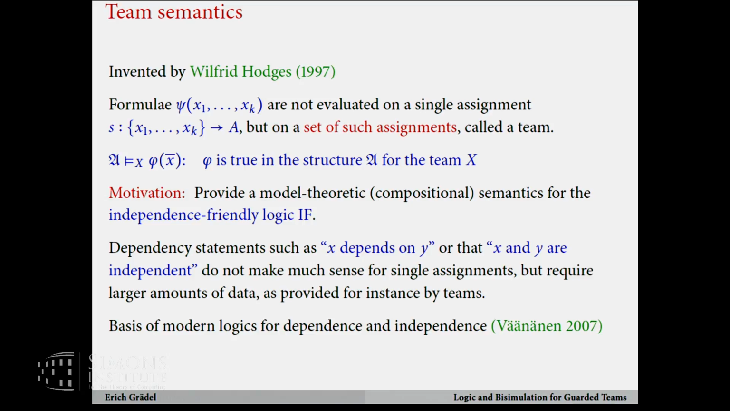Now, team semantics has been introduced by Wilfried Hodges, and the idea is that a formula is not, as in Tarski semantics, evaluated against a single assignment giving values to the variables, but against a set of such assignments. And a set of assignments with a given domain of variables is called a team, for actually rather bad reasons, but this is how it is. The original motivation was to provide a model theoretic rather than a game theoretic semantics for a particular logic of dependence. It's the independence-friendly logic, IF.